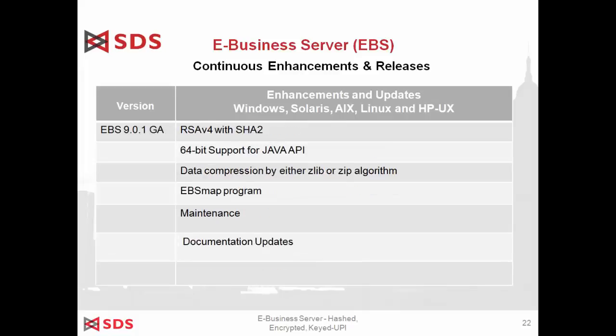Our GA version 9.0.1 has support to generate RSA version 4 with SHA-2 hashes, a 64-bit implementation for the Java API, and data compression by either the zlib or zip algorithm, according to the preference specified in the recipient's encryption key. The EBS map program can analyze encrypted messages, signatures, and certificates to reveal their structure, size, algorithms, etc. Colin will show you this during his demo a little bit later, as well as our maintenance and documentation updates.